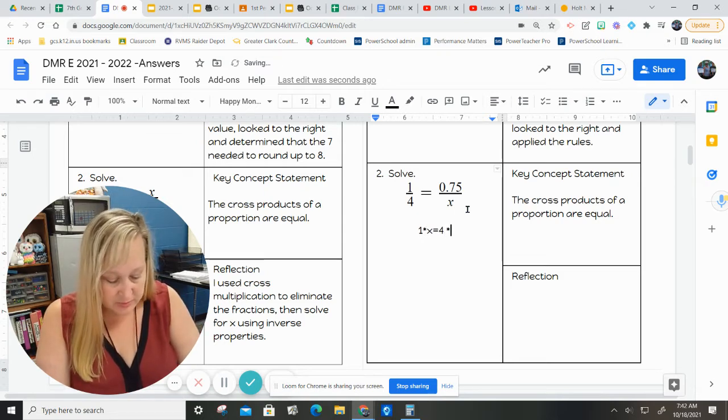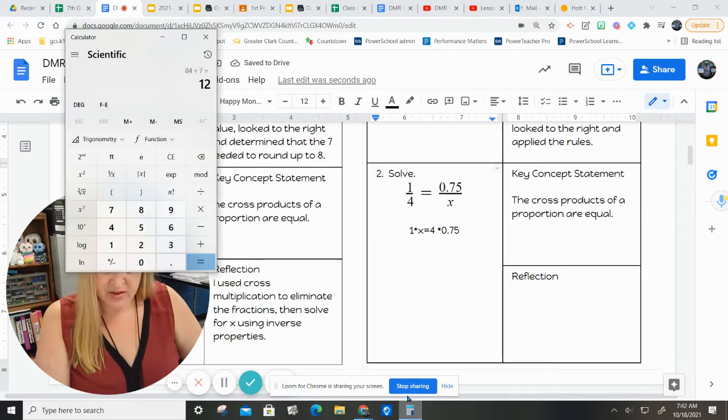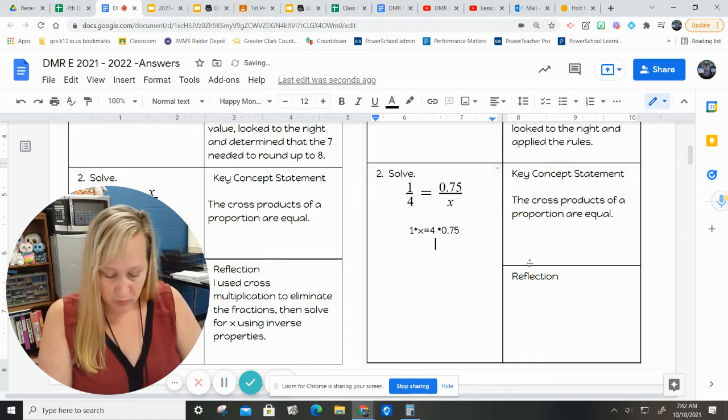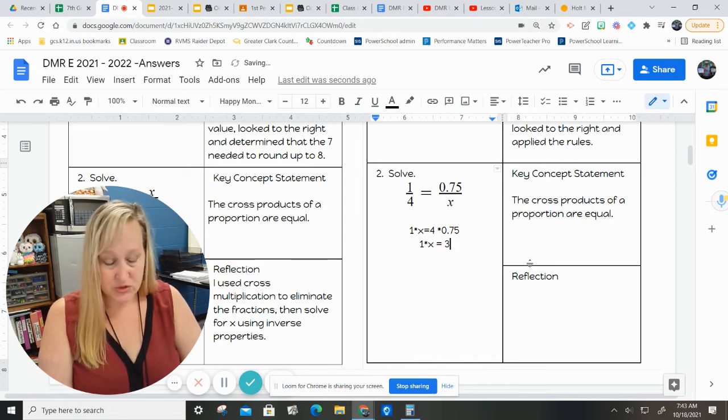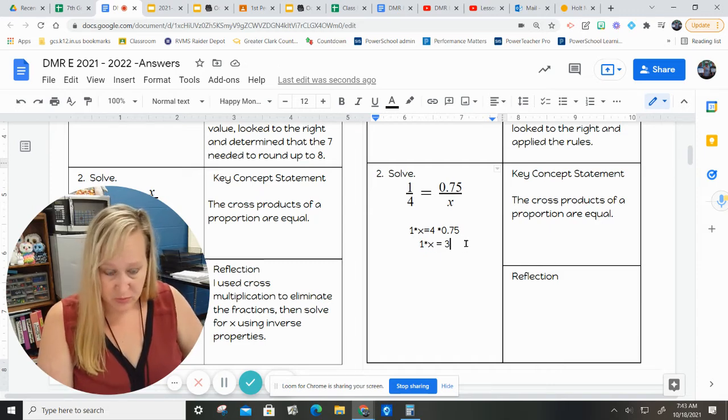4 times 0.75. Since we have the option to use a calculator, we're going to use the calculator and multiply 4 times 0.75. So 4 times 0.75 equals 3. So 1 times x equals 3. Now, in order to solve, you would divide by 1 because I need to move the 1 over. And 1 divided by 1 is 1. I don't need to write it down. So x then equals 3.